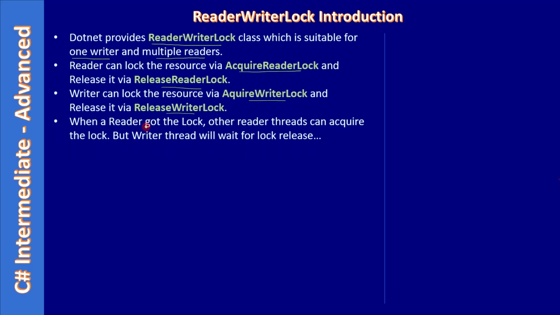When a reader got a lock, or when the lock is a reader lock, other reader threads can acquire the lock. That means other reader threads can enter the resource and read it, but a writer thread will wait for the lock release. That means the writer thread cannot acquire the lock.